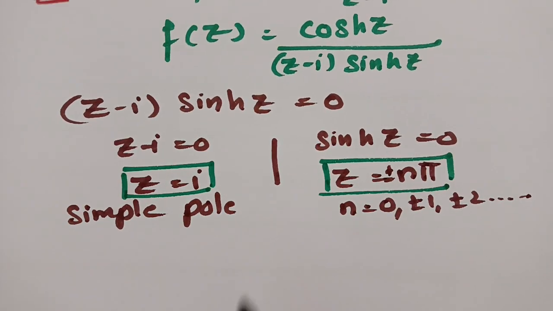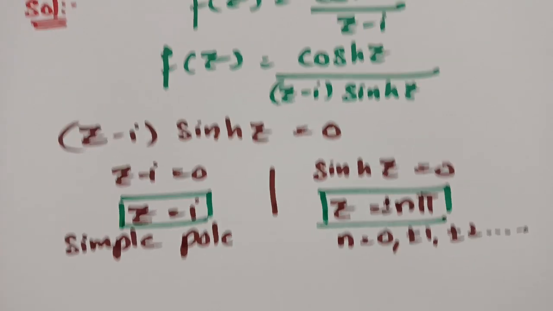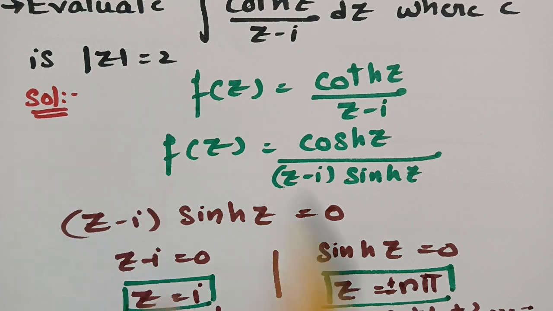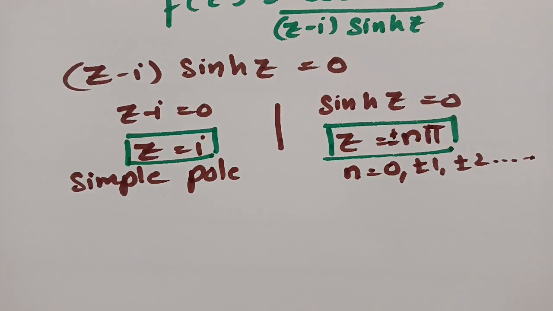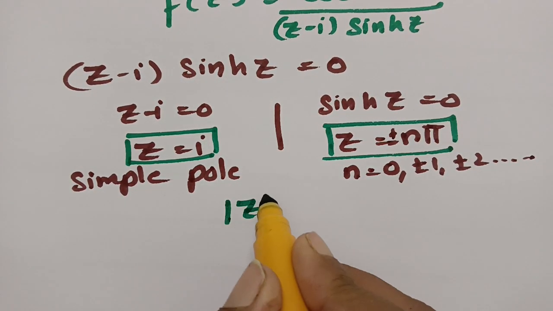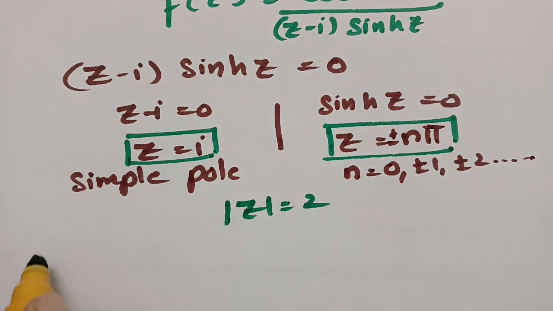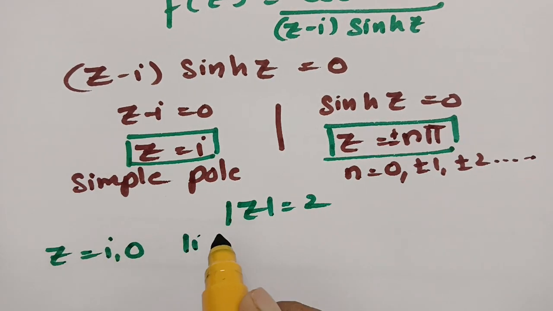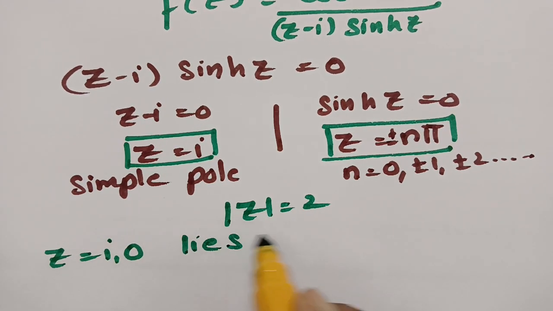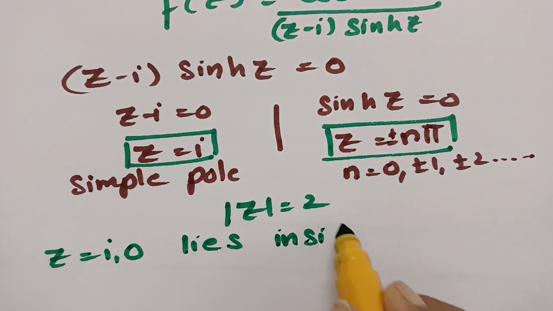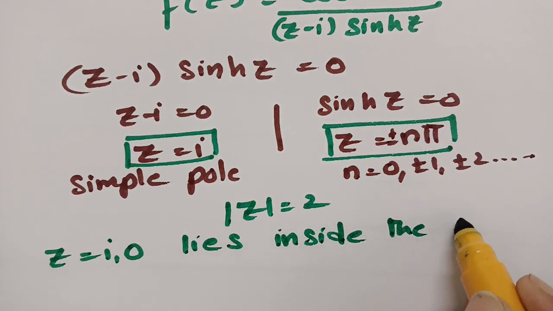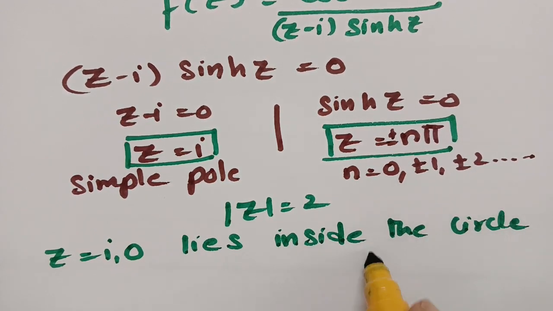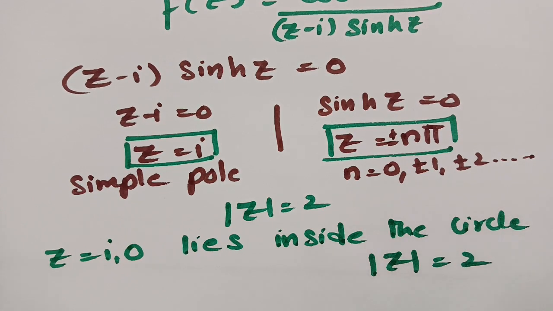So among all these, what is the circle given here? The circle is given as |z| = 2. So here, when |z| = 2, z is equal to i and z is equal to 0. If I take 0, it lies inside the circle. Clear? Lies inside the circle |z| = 2.